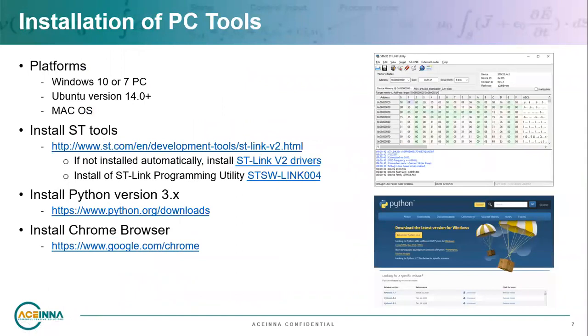So, getting started with the installation of the PC tools. We support different platforms: Windows 10 or 7, Ubuntu, and Mac OS. Make sure you have the ST tools installed along with the drivers and the ST-Link program utility. Install the latest Python. And we recommend having the Chrome browser, as it's much more compatible with our tools.